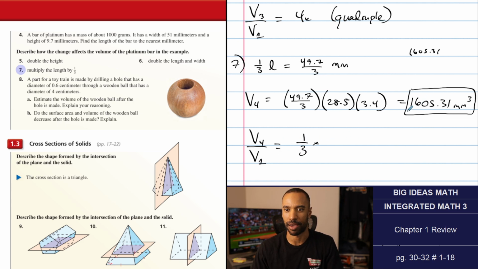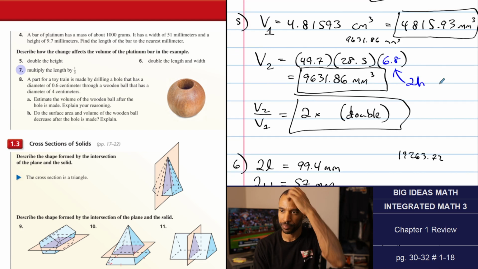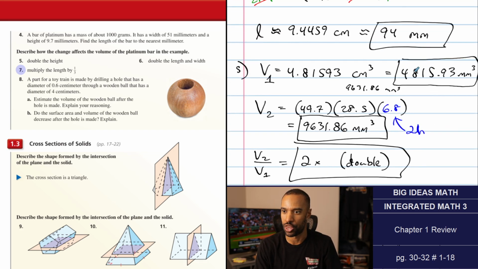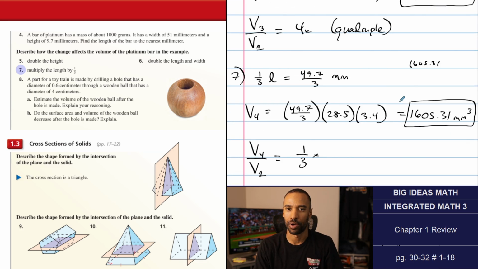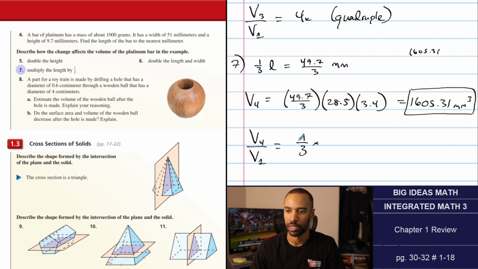It's 1/3 times the amount. Divide this by the original, and you'll get 1/3 of it. That's exactly how I got the number to begin with. 1/3 times 1/3.